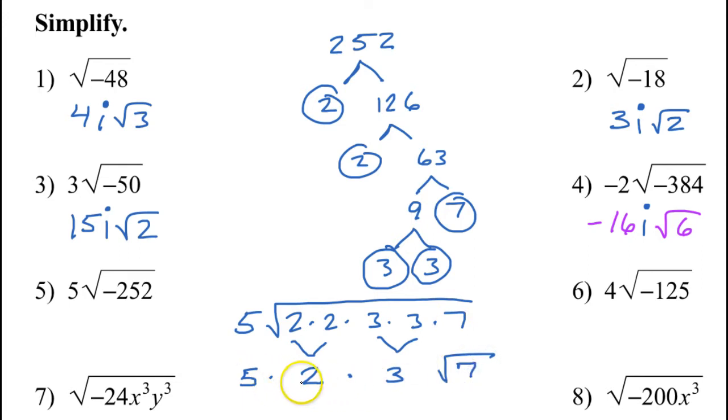Now, 5 times 2 is 10. 10 times 3 is 30. So that gives me 30 radical 7. Okay, because of this negative sign, I know I'm going to have an i. So that's why this is going to be 30i radical 7.